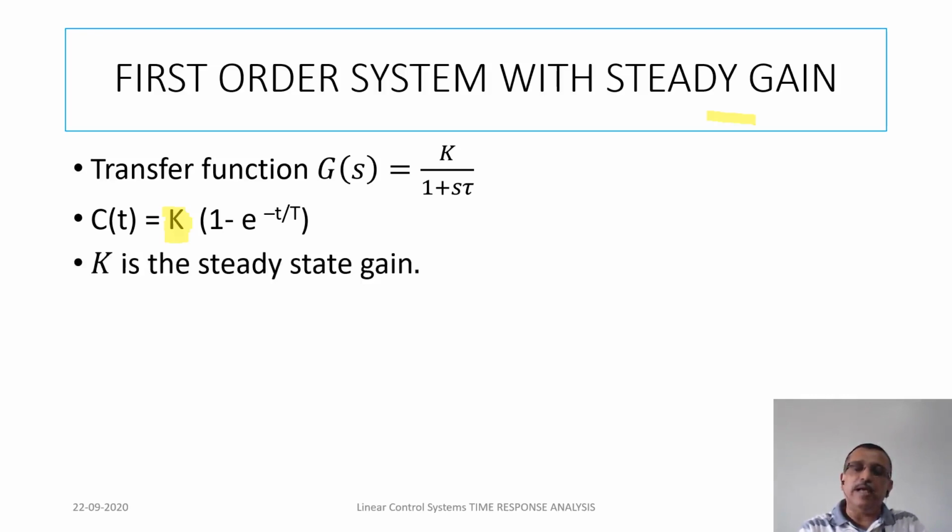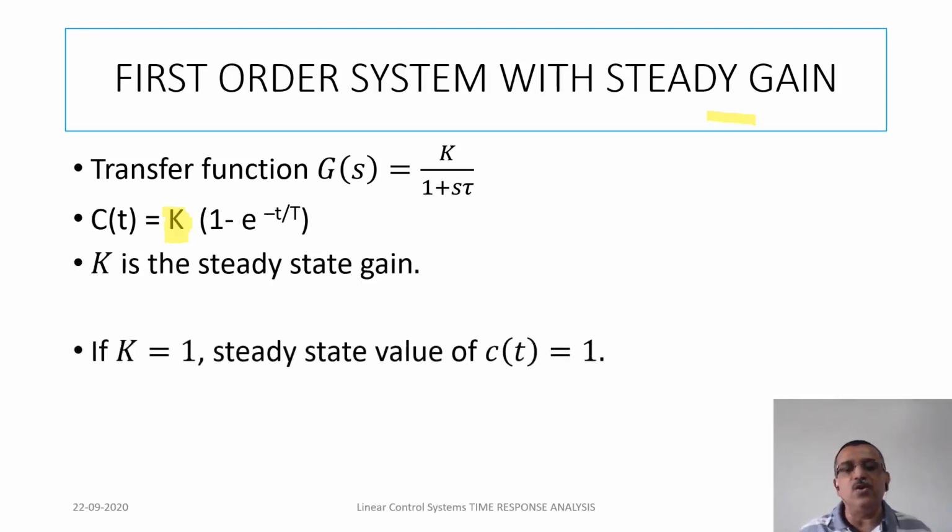Okay, so K is the steady state gain. If K is equal to 1, the steady state value of C(t) will be equal to 1. If K is 10, the steady state value of C(t) is equal to 10. What is steady state value? I have shown that. I hope I can draw a graph. This is the step response. Let me choose another color. This is my time axis, and this is the steady state value. So if K is 1, the steady state value will be 1. If K is 10, the steady state value will be 10.